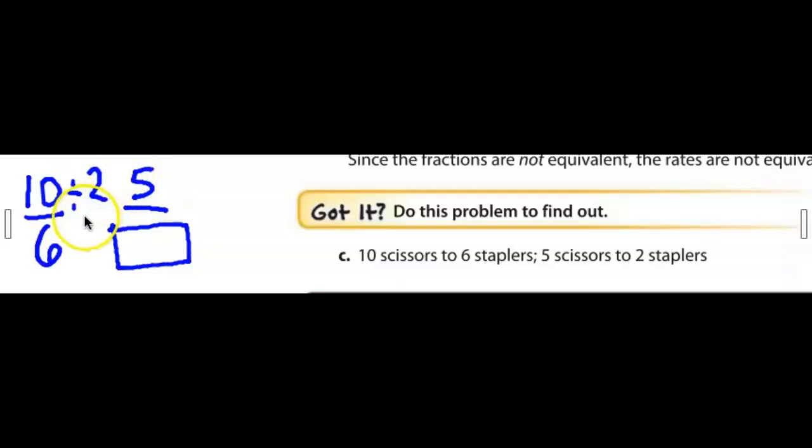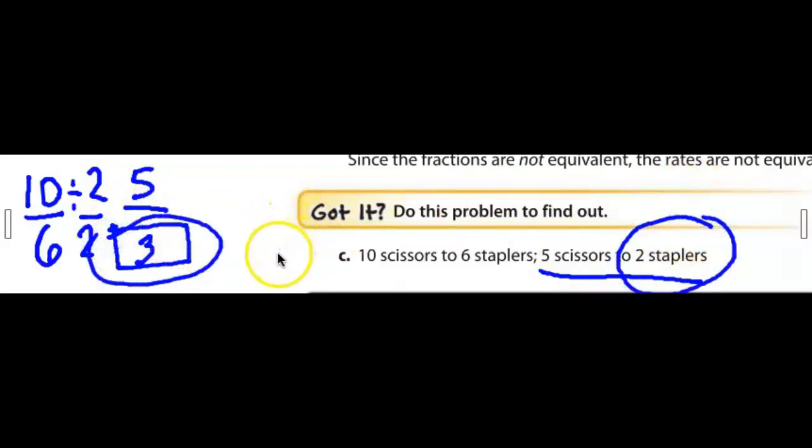Very good. That's going to be 2. So now I'm going to divide the bottom number also by 2. So 6 divided by 2 is what number? Answer that for me, please. Very good. That is 3. So if we're actually using the equivalent fractions here, if we have 5 pairs of scissors, that should be equivalent to 3 staplers. But if we notice over here, it says 5 scissors for 2 staplers. So is 2 equivalent to 3? Yes or no? Very good. The answer is no. This is not a situation in which we have an equivalent rate or an equivalent ratio.